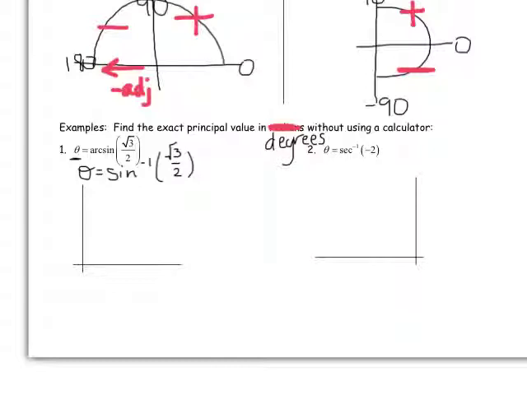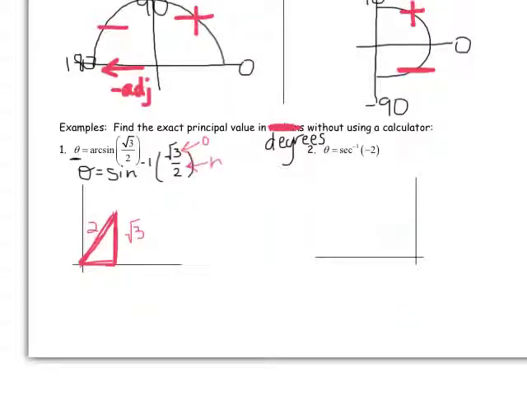All right, so sine's ratio is opposite over hypotenuse. So if you draw an opposite of root 3 in quadrant 1, and a hypotenuse of 2, if you go ahead and finish off that triangle, this is what that triangle would look like. And I have a triangle that lives in quadrant 1.